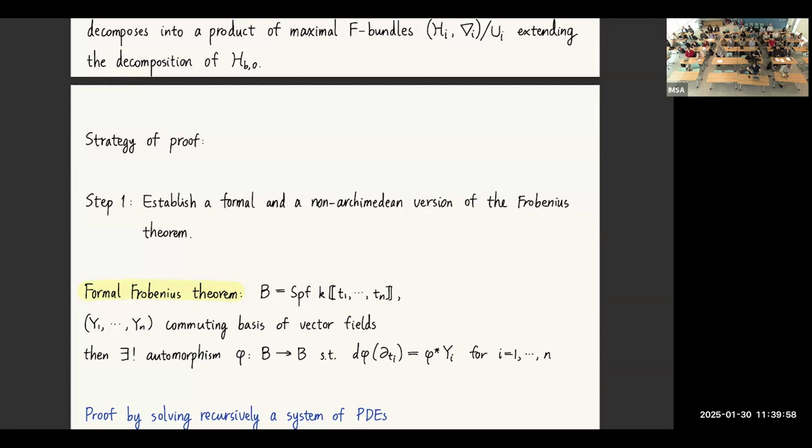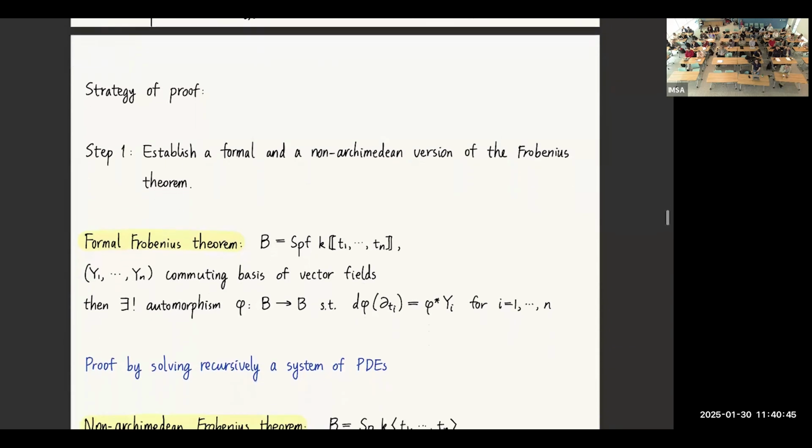So the formal Frobenius theorem: we have this formal affine space and some commuting basis of vector fields. Then there exists some automorphism such that under the automorphism, the vector fields are just given by the coordinates. We can show that in order to find this automorphism, we can do it by solving some system of partial differential equations, and this system can be solved recursively. One can check that order by order, it works.